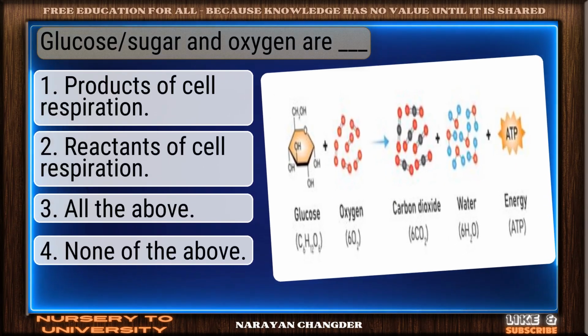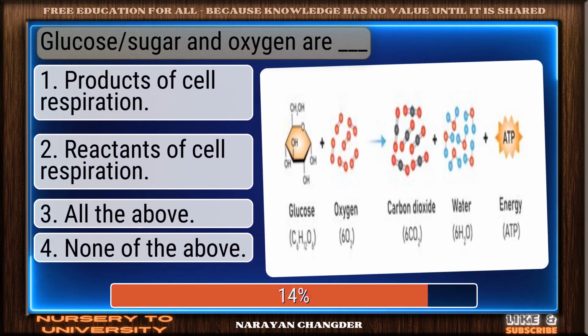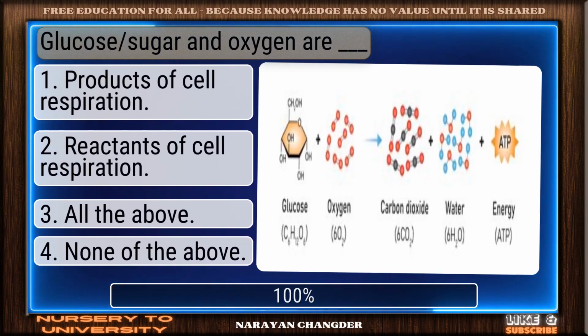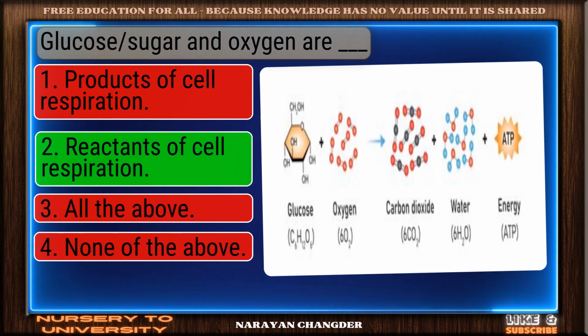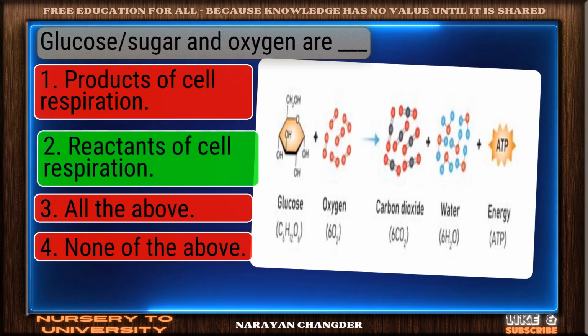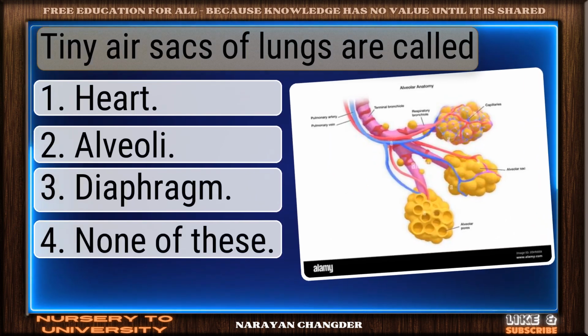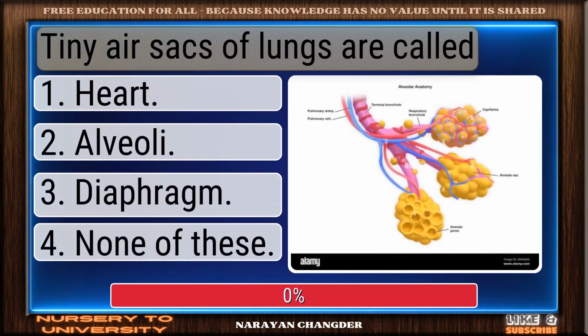Question number 192. Glucose sugar and oxygen are dash. Excellent. Reactants of cell respiration is a brilliant choice. Question number 193. Tiny air sacs of lungs are called.